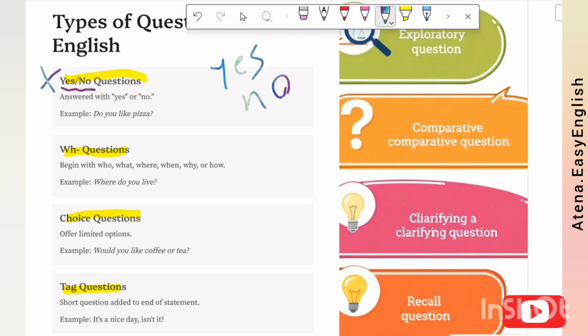For example, are you a teacher? Yes, I am. Is she happy? Yeah, she is. Or no, she isn't. Okay, so that is the yes/no question.